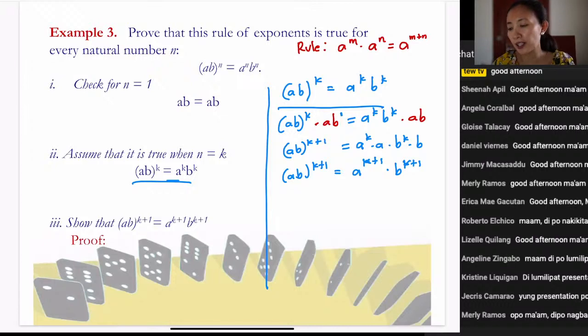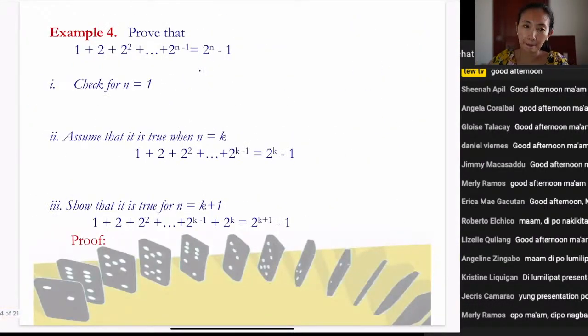Now, we move on to example number 4. Okay, example number 4. Prove that 1 plus 2 plus 2 squared plus 2 to the n minus 1.